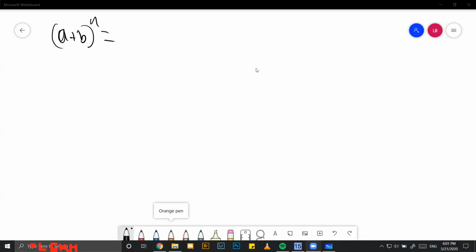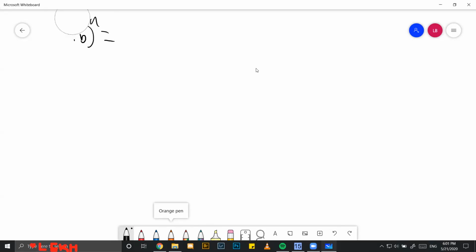So a plus b to the power of n. What exactly does it expand into? I'm not going to give out the answer straight away, but obviously I know that you guys know the answer. I'm going to go through how to do this. I'm going to do this as an example.